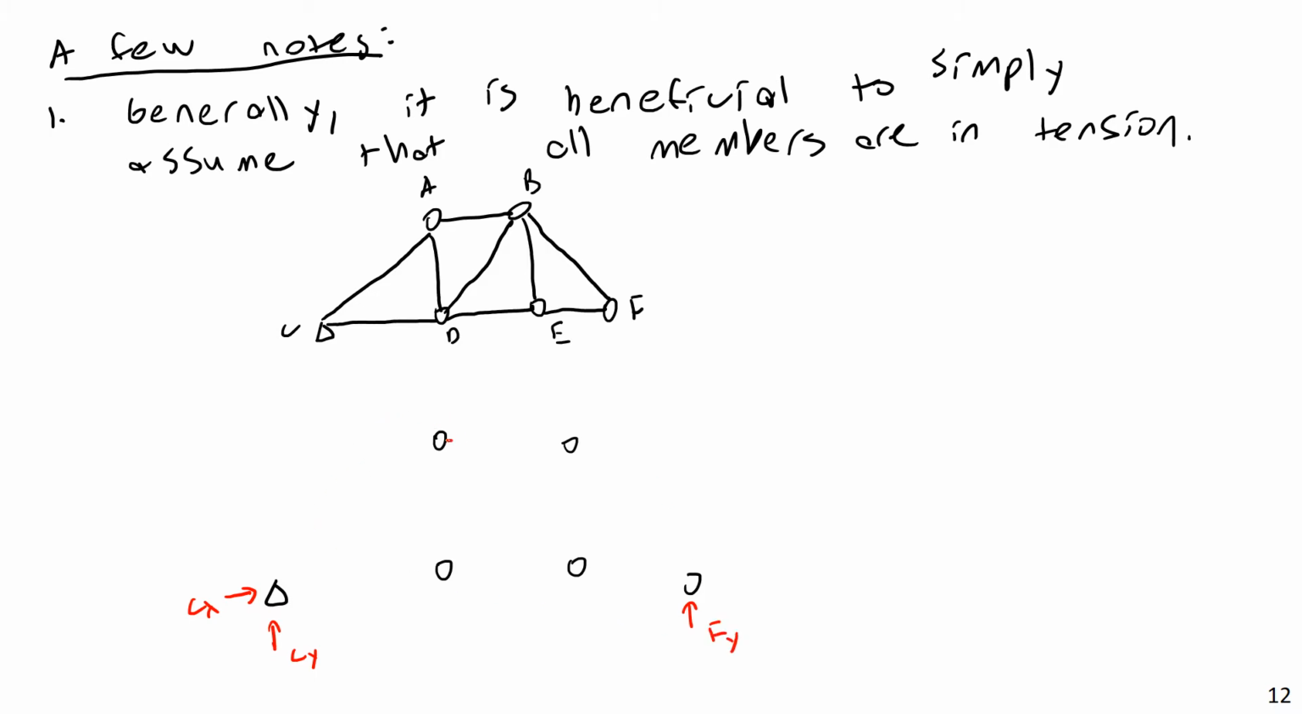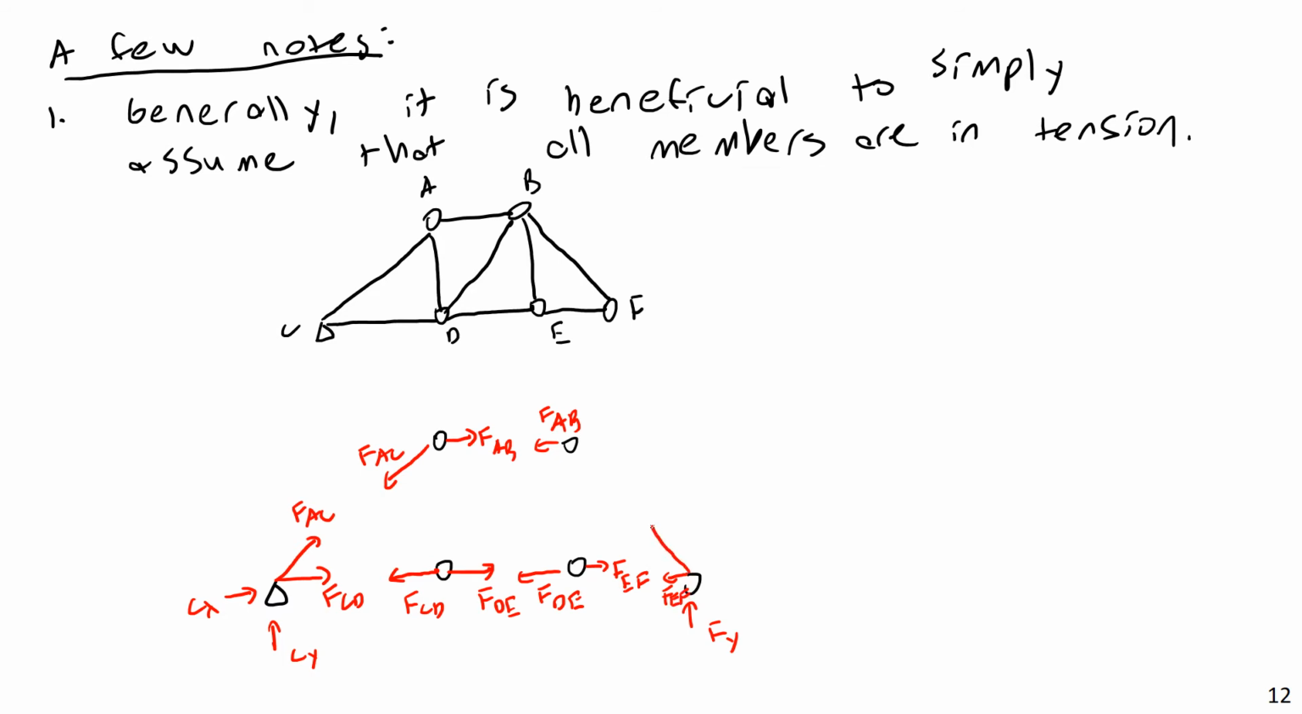And then the member forces, I would have FAB and FAB. And then let's just go along down the line. I would have FAC and FAC. Then I would have member FCD and FCD, and etc. along the bottom chord of the truss. FDE and FDE. Then I would have FEF and FEF. And then along here FBF and FBF.